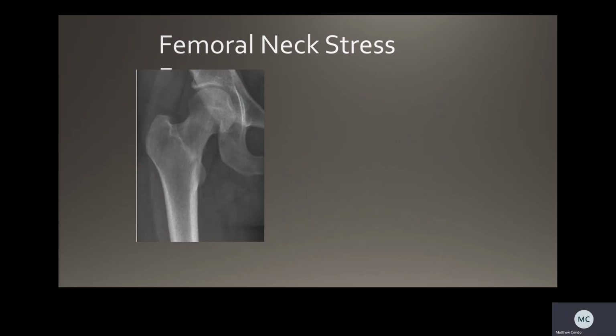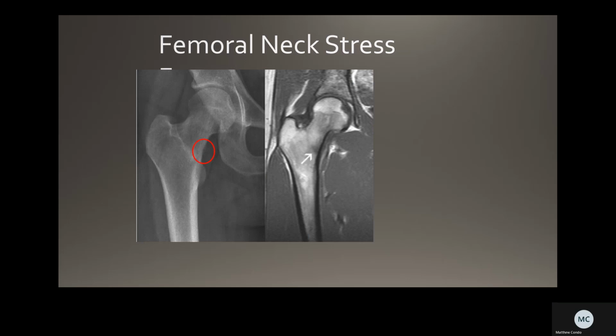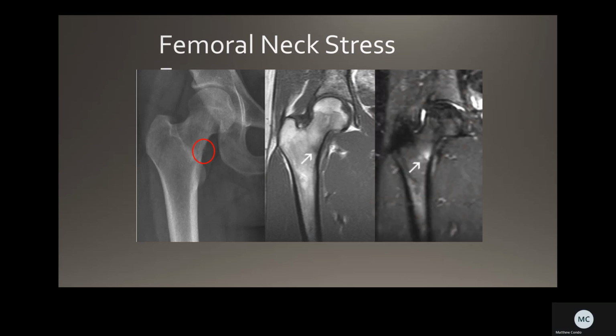So this is a femoral neck stress fracture on X-ray. There again, there's our fracture right there. On MRI, it looks pretty clear. And then another MRI.